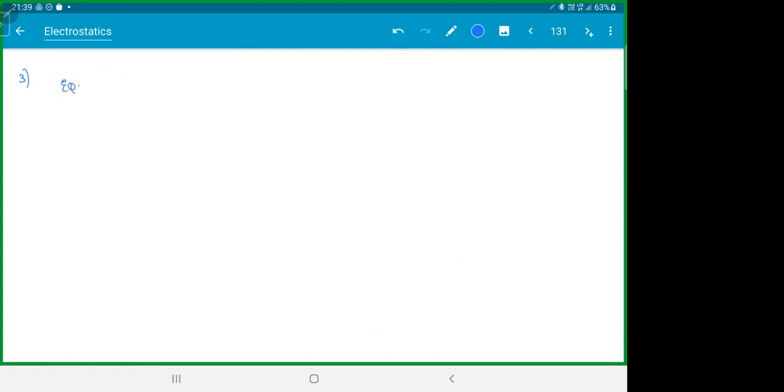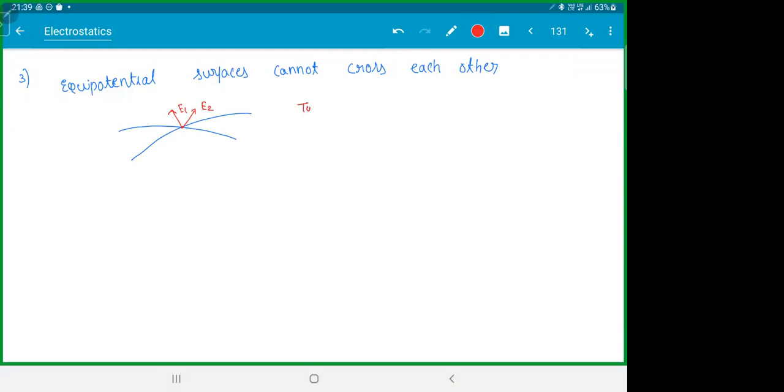Third, equipotential surfaces cannot cross each other. Same reason, there will be 2 directions of field. So based on this, there is an interesting question. Why? Because at the point of intersection, there will be 2 fields. Two directions of E bar is not possible. So let me show you a question on this.